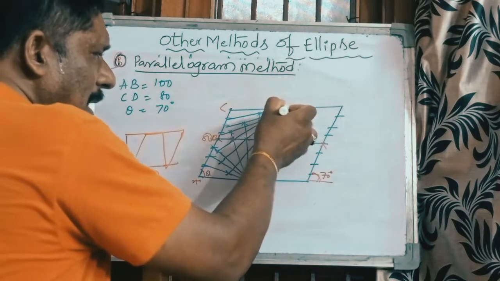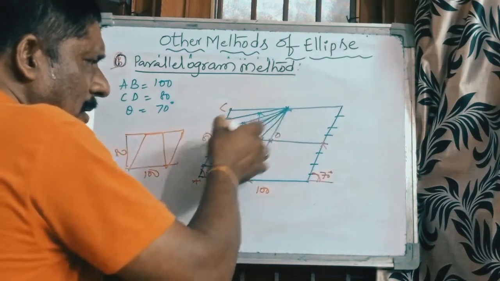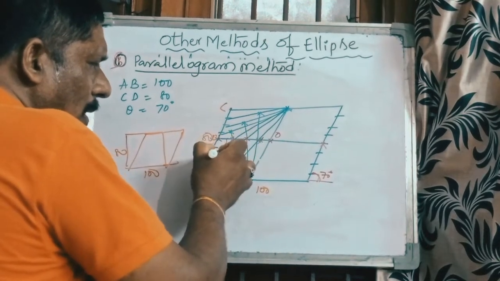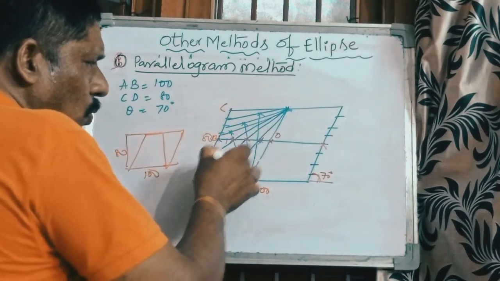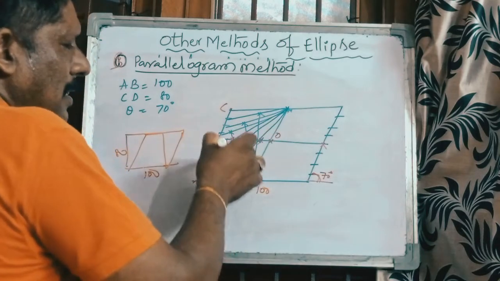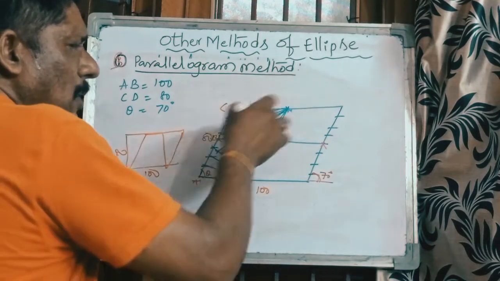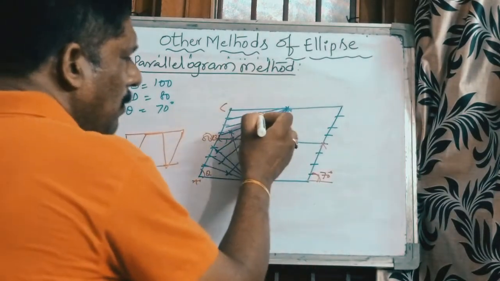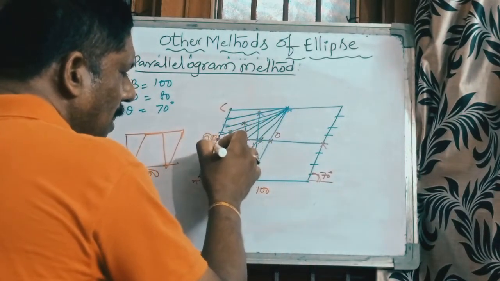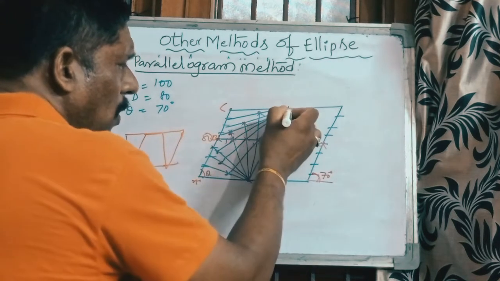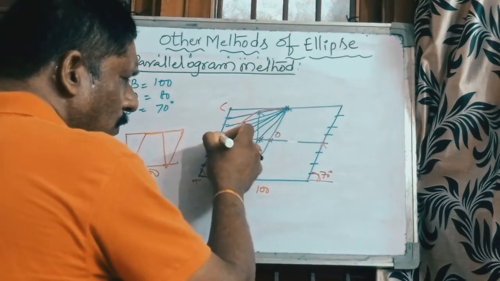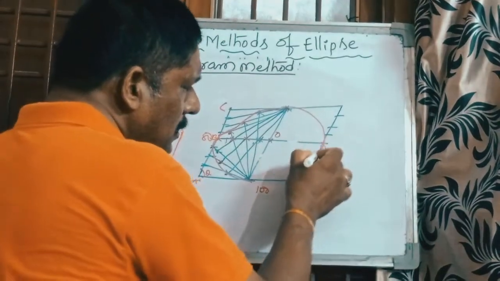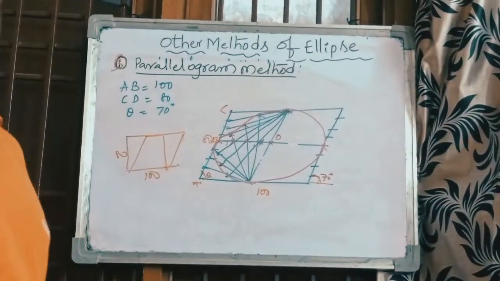As in the previous case, join all the points. So suppose this is 1, passing through 1 up to 1, passing through 2 up to 2, passing through 3 up to 3, like that. First join all the points to the node point, then draw the marking points. So you will get a number of points here. So see the previous video, same video. Just follow the same rules, you will get the ellipse by using this parallelogram method.